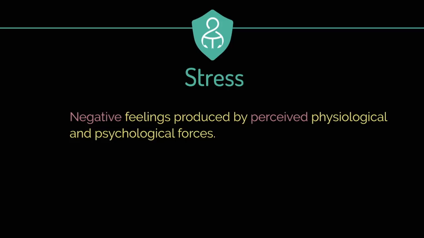We have a definition here of stress. It is as follows: negative feelings produced by perceived, much more of which in a second, physiological and psychological forces. So let us acknowledge that we consider stress to be a negative concept, something that is harmful, does damage, especially if it's experienced long term, again, more of which in a moment, and it's a perception. When we talk about perception, we are talking about an interpretation. It is part of our perceptual mechanism. It is an interpretation. Different people will perceive or interpret the same phenomena differently. Again, more of which in a second.